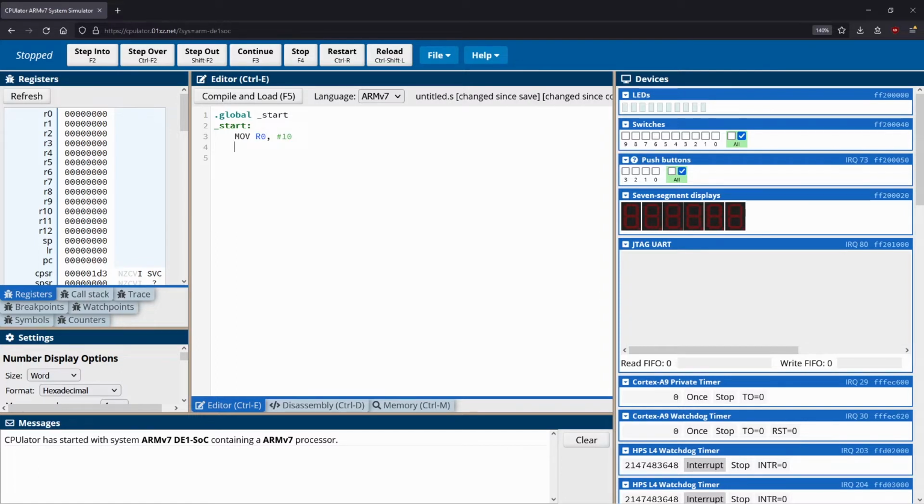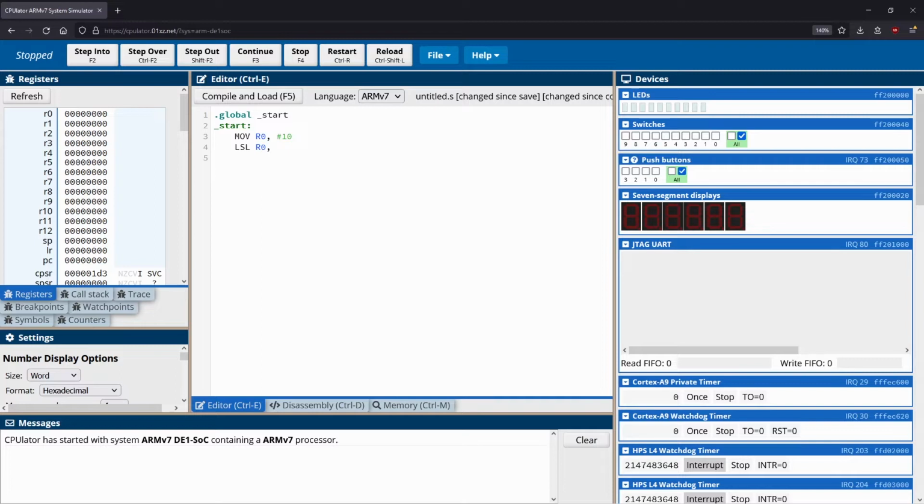Once we have done this, let's do a logical shift to the left to start off with. The way that we do this is we do LSL, we type in the register that we want to shift, and then we indicate how many times we want to shift. What I was demonstrating in the previous video was that if we shift one time to the left, it was the same as multiplying by 2.